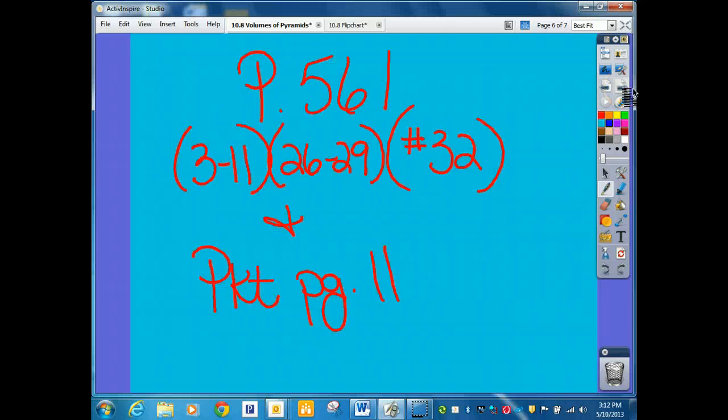Your assignment: page 561, numbers 3 through 11, 26 through 29, and number 32. Also remember the last page in the packet, the Friday packet, page 11. Keep that out. You can do numbers 1 and 2 on there today and get that out of the way.